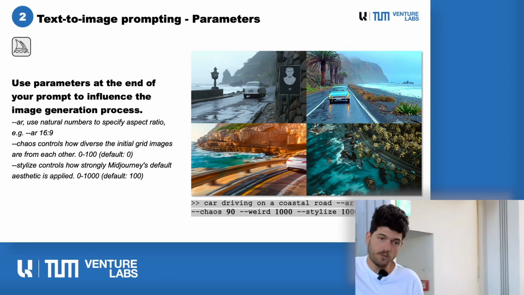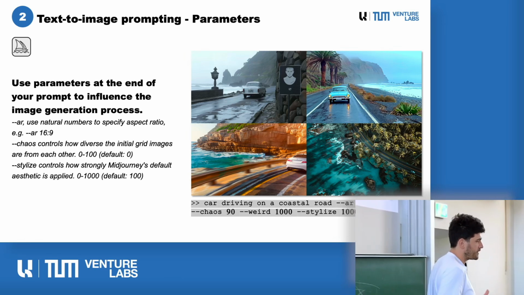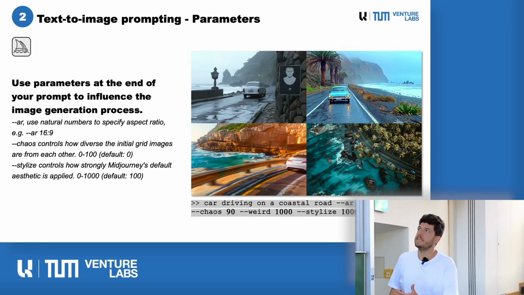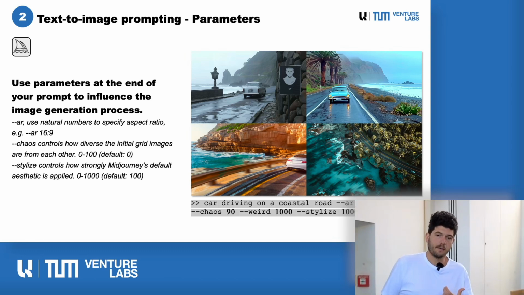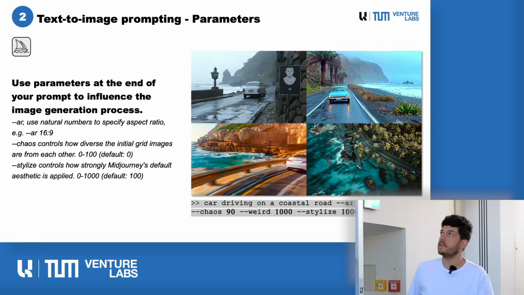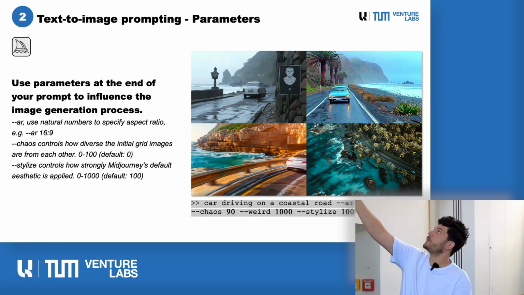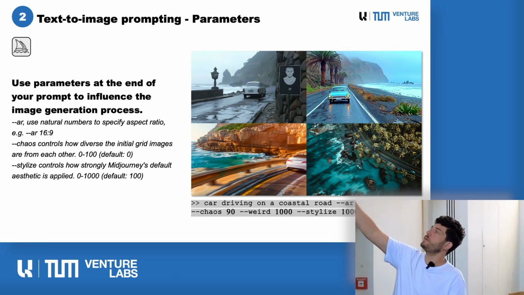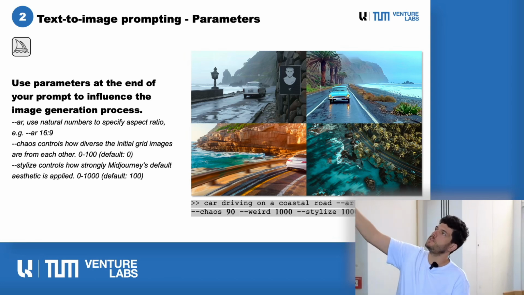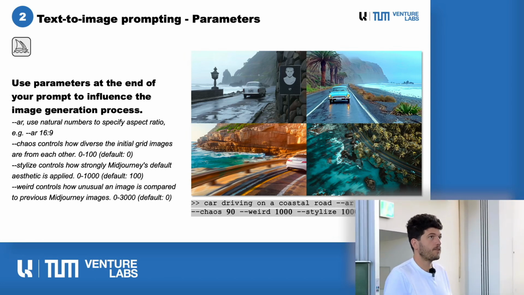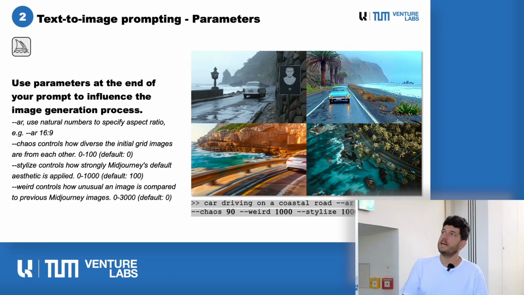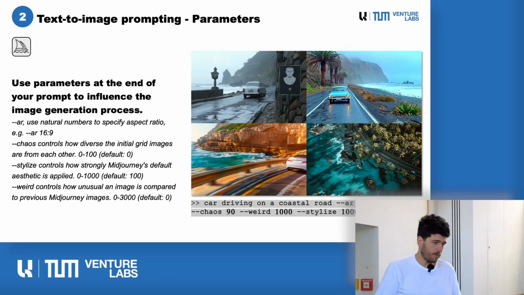If you put it to 0, I don't know exactly what the AI does in the background, but apparently it looks less aesthetically adjusted to the Midjourney default. So here we put it to 1000, so these would be perfect standardized Midjourney aesthetic images. And another thing you can do is weird. Weird is something between 0 and 3000.